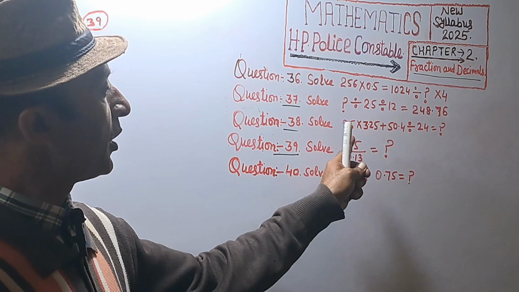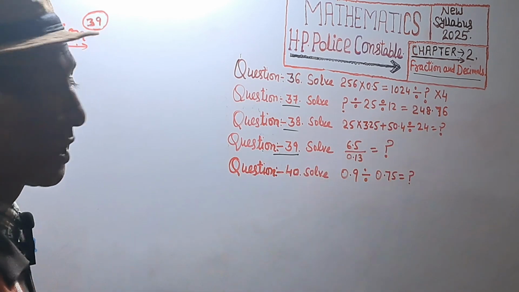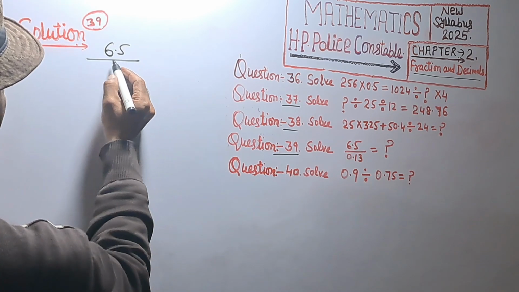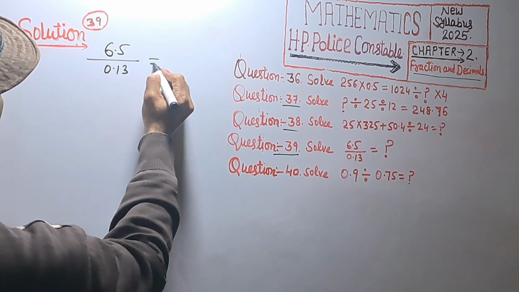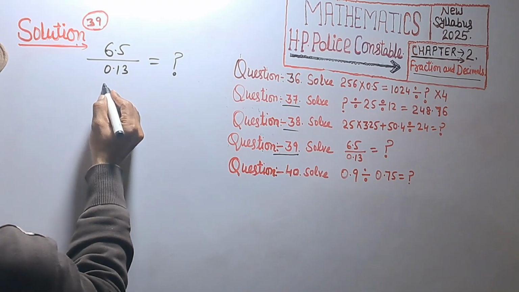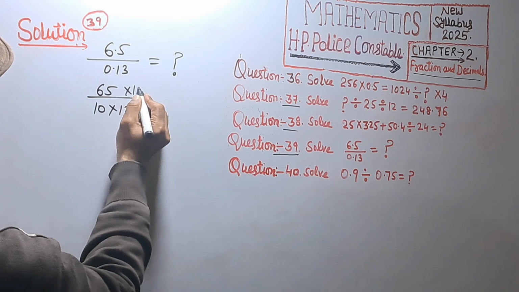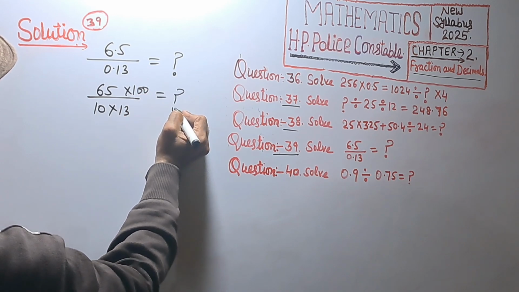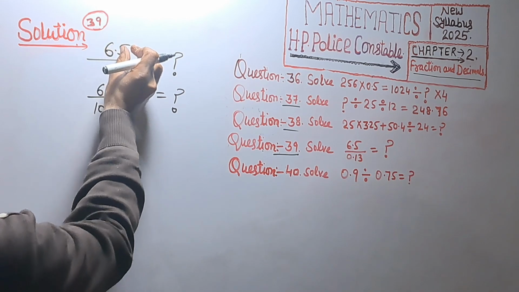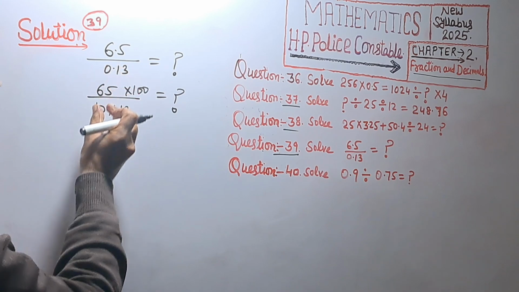Next question 39. Solve 6.5 upon 0.13 equals ? Given question is 6.5 divided by 0.13 equals ? 65 upon 10 into 13 multiplied by 100 is equal to ? 6.5, point convert 1 and 5, that is 10. So 6.5 we can write 65 upon 10.